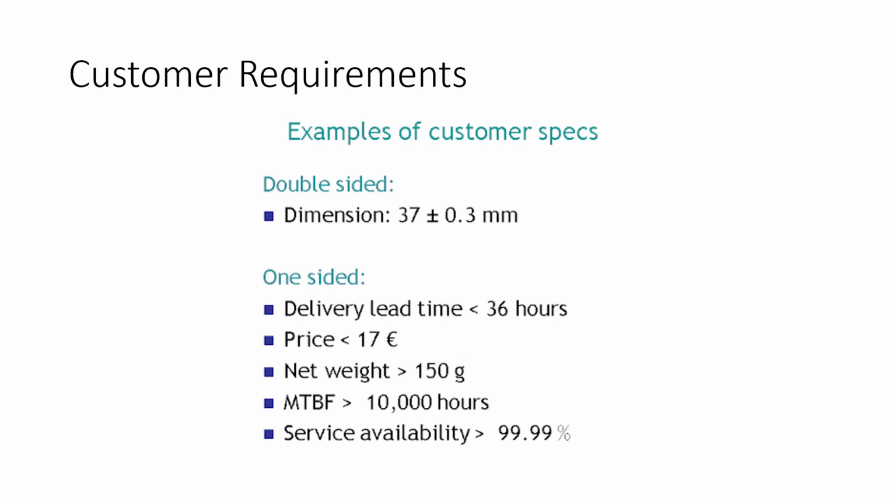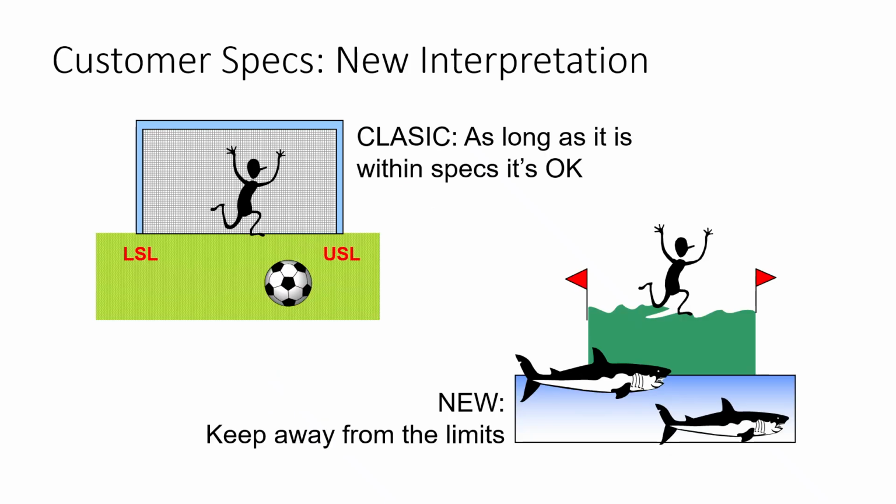The spec limits indicate where the customer starts having real problems when using our product. In some metrics, such as a dimension, there are lower and upper limits. In other metrics, there is only one limit, upper or lower. Customer specs are still required in the times of Six Sigma, but their interpretation has changed.